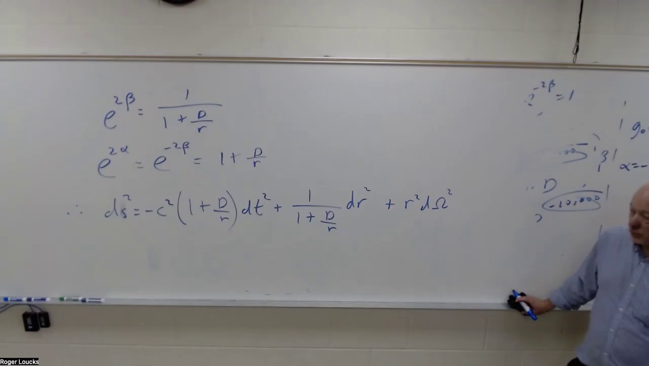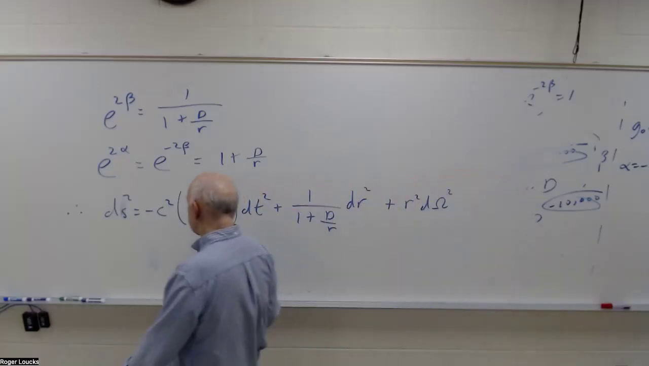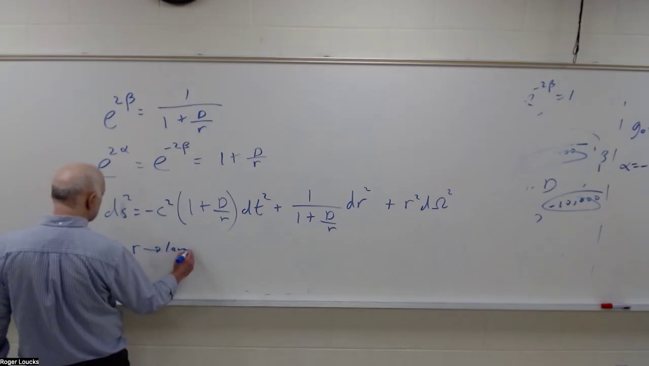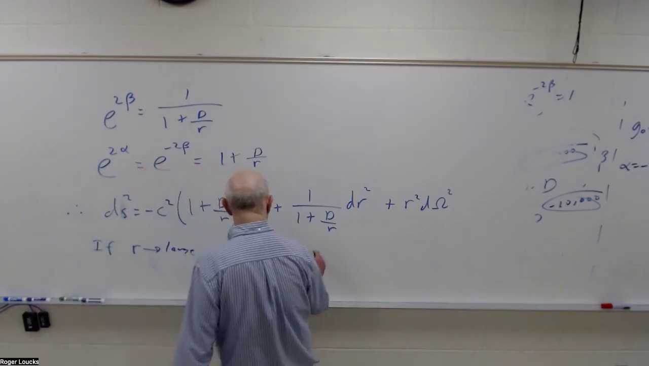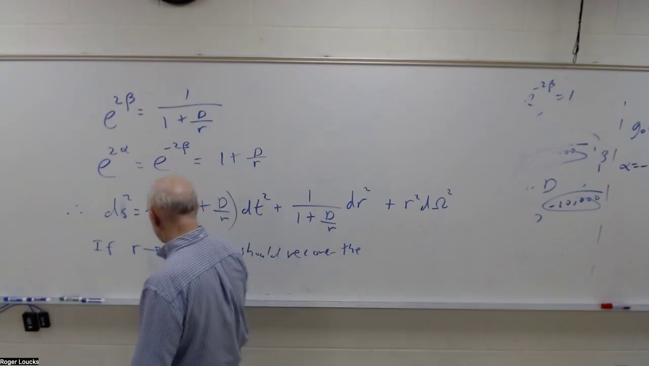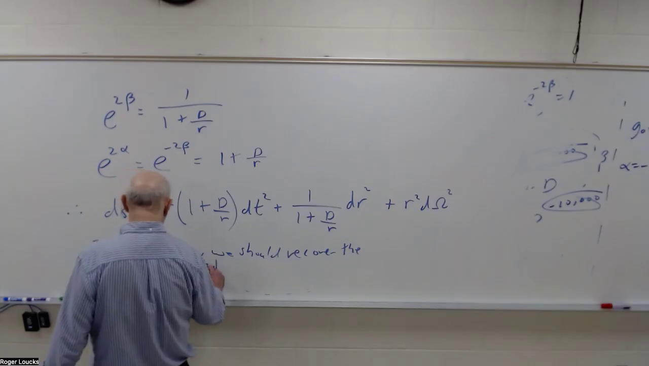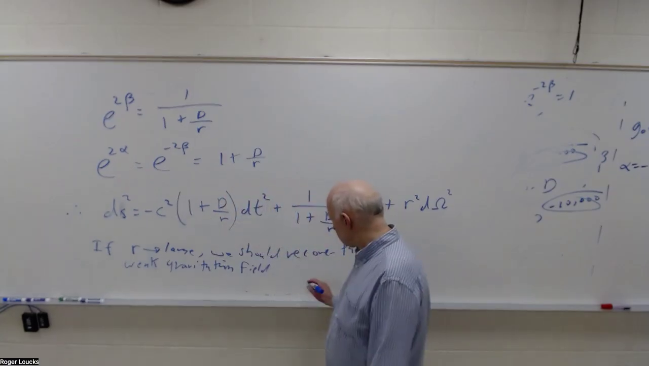Now, how can I check this? I actually look at the case where r is large. So if r goes to large, what should happen? I should actually recover a weak gravitational field. So if r goes to something large, we should recover a weak gravitational field. All right, which is what?